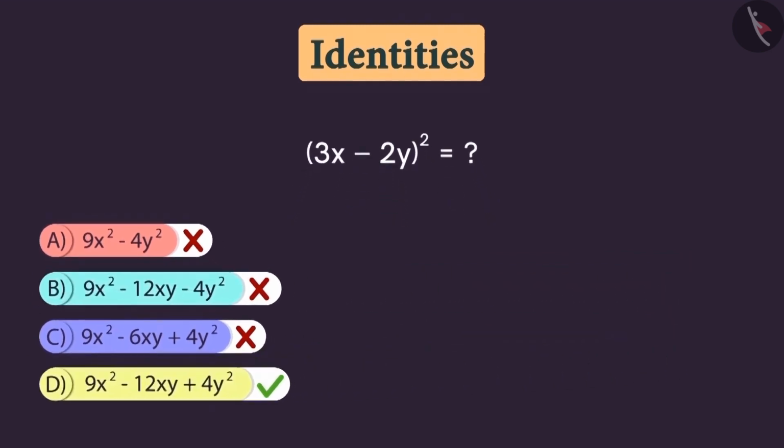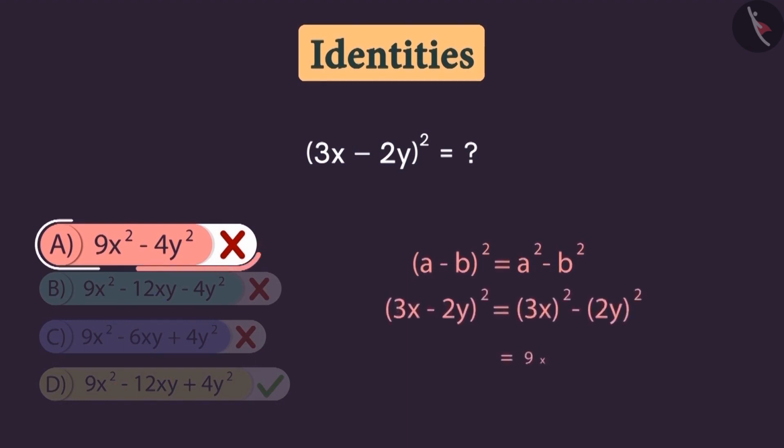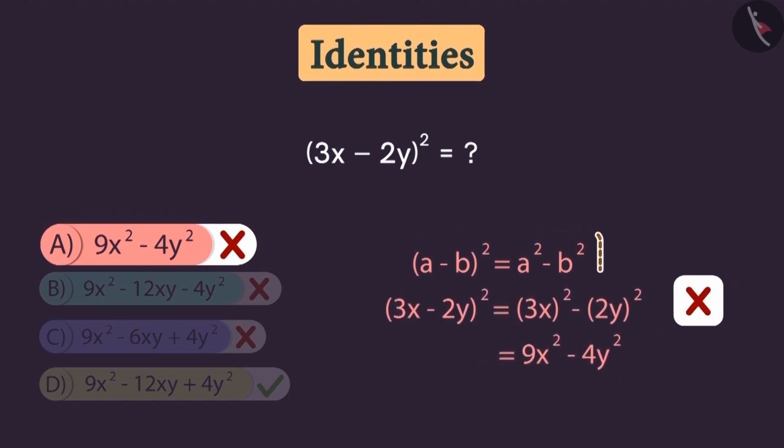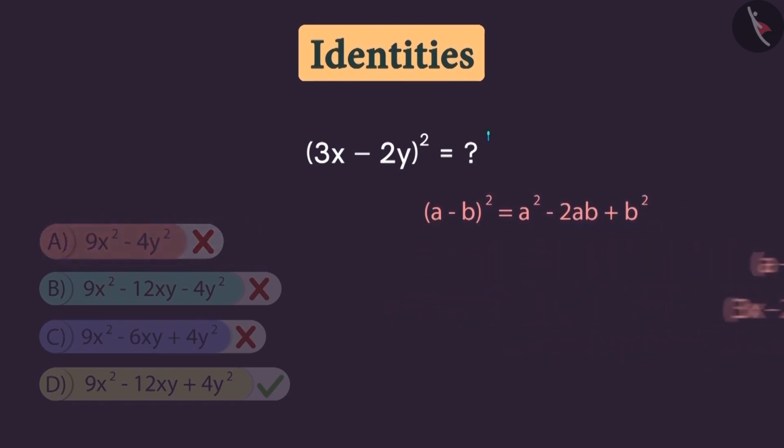Let us see why. We have the misconception that a minus b raised to the power of 2 will be equal to a raised to the power of 2 minus b raised to the power of 2. That is why we get option A as the answer. But this is not the correct answer. We have seen that a minus b raised to the power of 2 is equal to this and not this. So option A is incorrect.